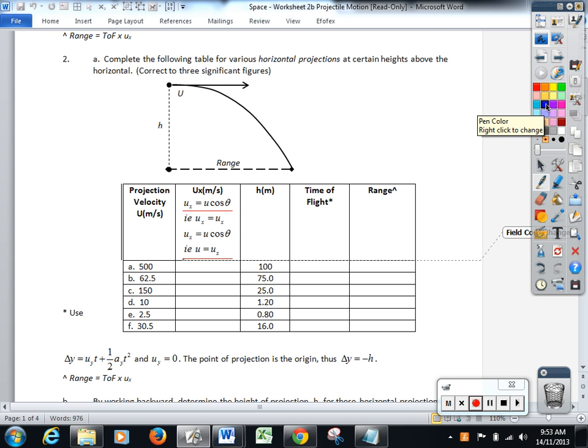The projection velocity here is 500. So we've got U equals 500. Now, because it's a projection horizontally, what do I know about U and UX? They're the same, so we can automatically write 500 in there. Okay? Now, horizontal projection, ground-to-ground projection, and the next one, which is the partial projection, are all the same. Once you can do one, you can do them all. So it's just going to use our UVART system, and we are going to find H now.